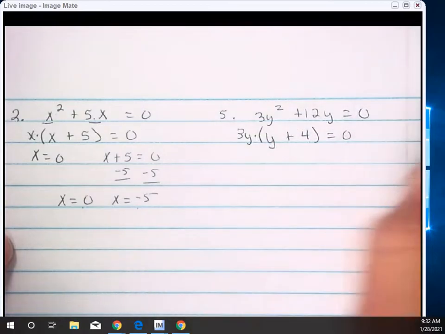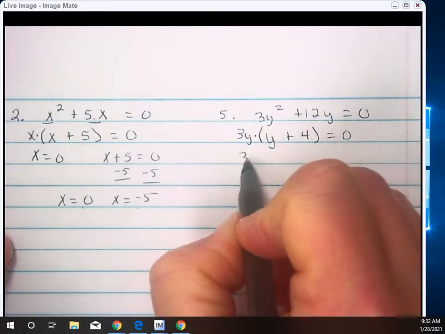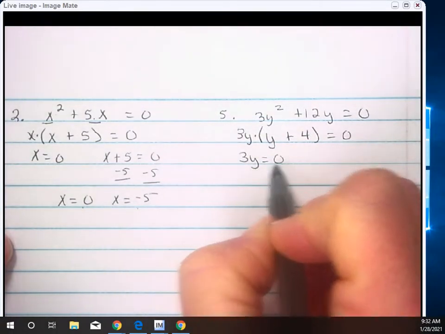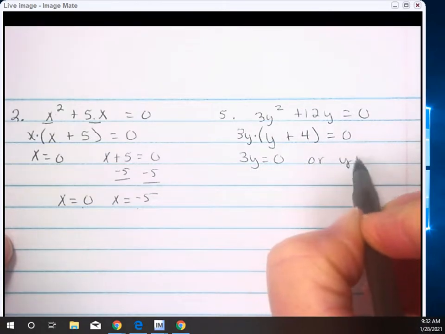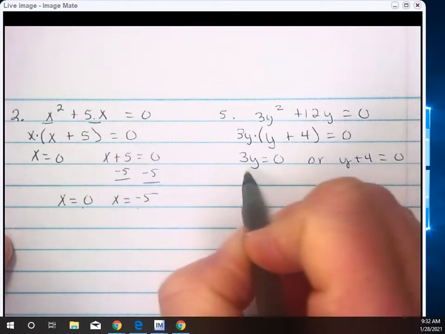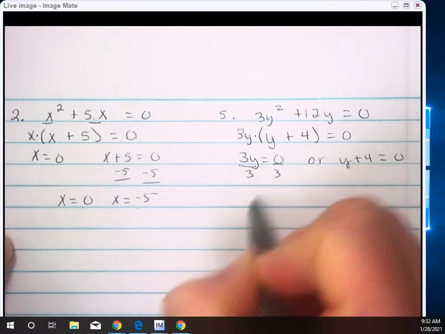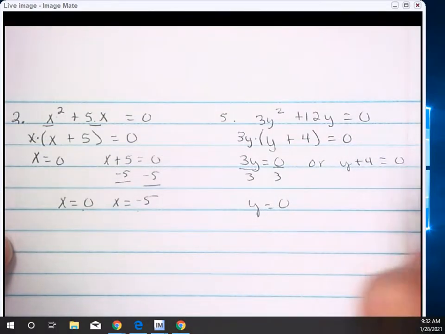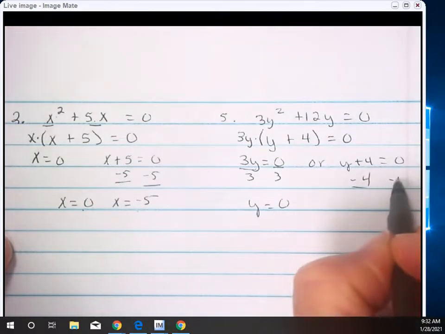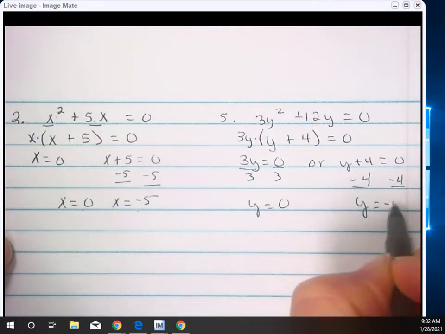Again, we now have a product, two things multiplied together to equal 0. So 3y equals 0, or y plus 4 equals 0. We're going to divide by 3. 0 divided by any number is 0. We're going to subtract the 4, so y is a negative 4.